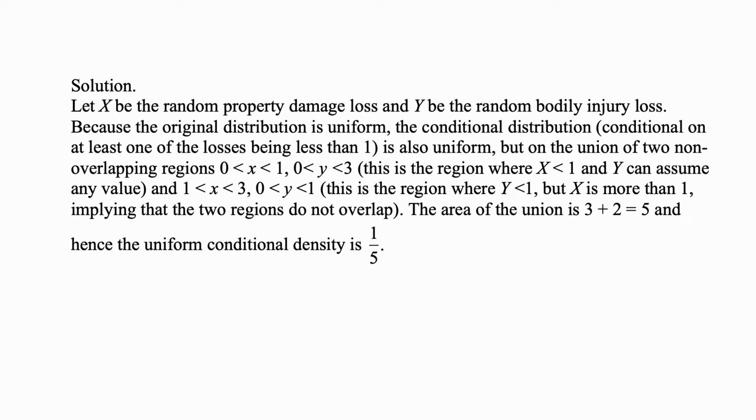The first region has the area of 1 minus 0, so 1, times 3 minus 0, so 3. So 1 times 3 is 3. And the second region has the area of 3 minus 1 times 1 minus 0, so 3 minus 1 is 2, and 2 times 1 is 2. And the total area is 3 plus 2, so it's 5. And hence the uniform conditional density is 1/5.